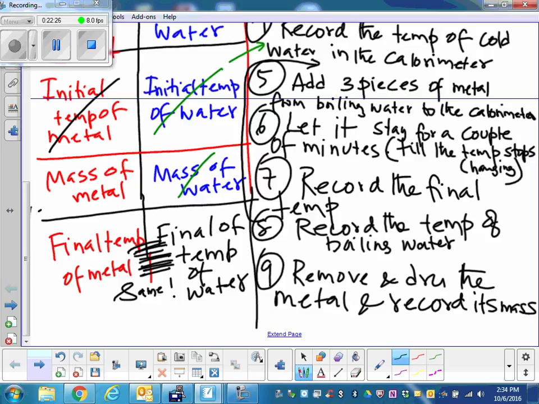Okay? So did I record the mass of the metal? Right? What about these two? Have I done it? Have I recorded the final temperature? Okay? So am I done? Am I done with all my steps? So that is your lab. And how much more time do I have?